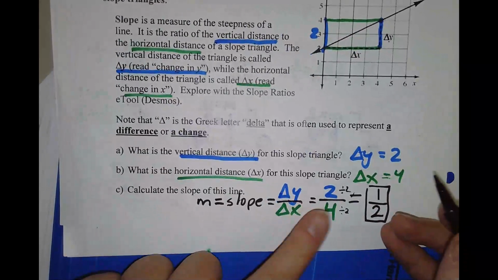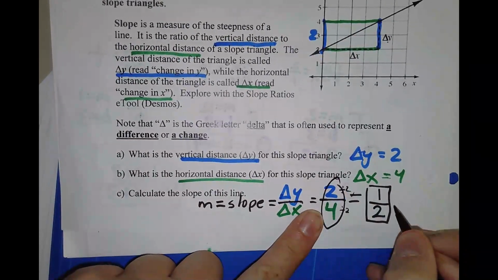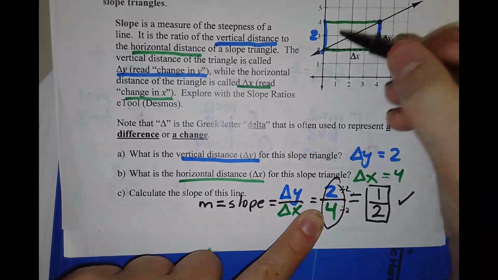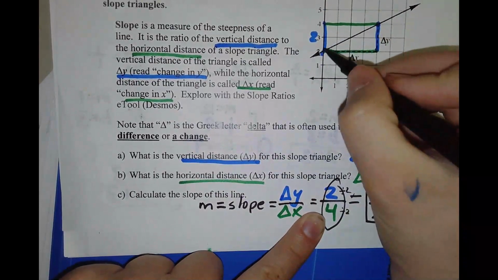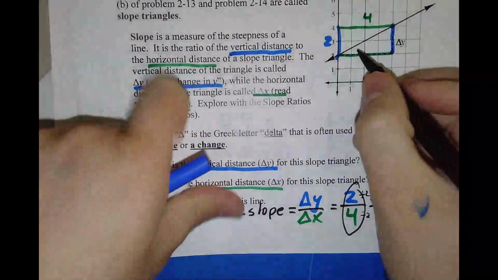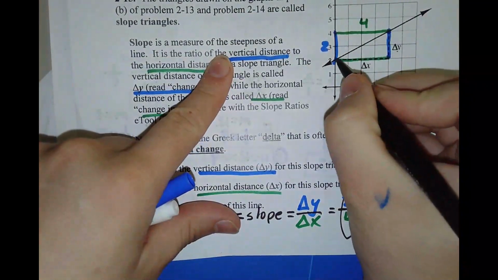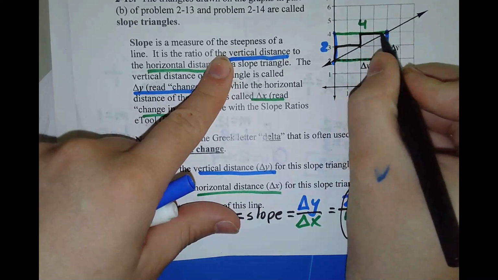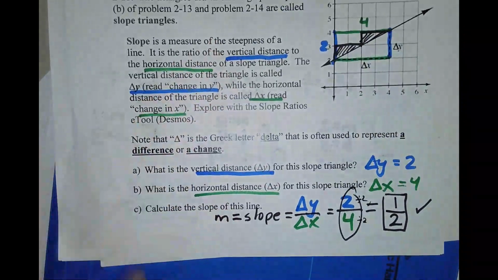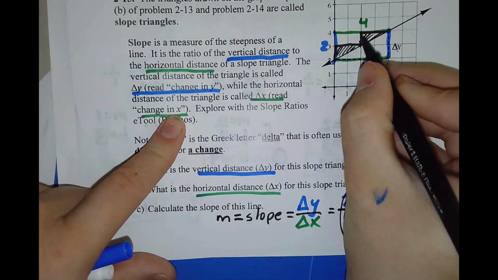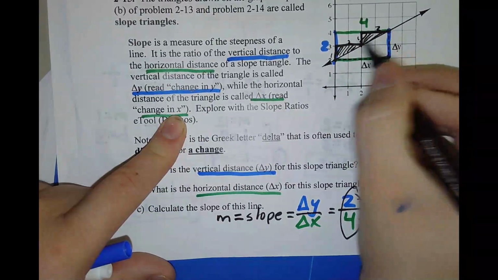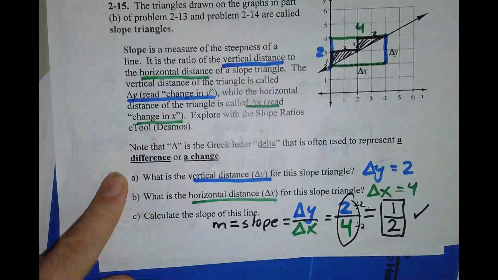Now check this out. How crazy is this? 2 over 4 is the same as 1/2. Do you agree 2 over 4 is the same as 1/2? Yes. So if we look at the triangle 2 over 4, look at the slope triangle over here. 2 over 4 is the same as 1 over 2. If you follow that, you'll get the same slope, because 1 over 2 is the same as 2 over 4. All right, very good.